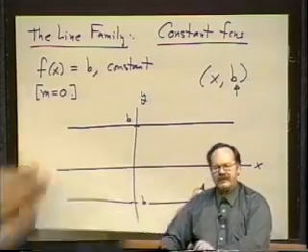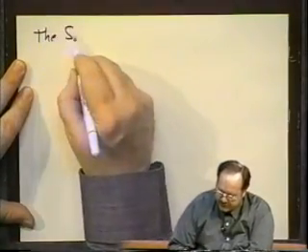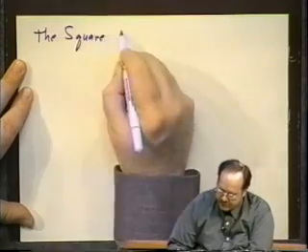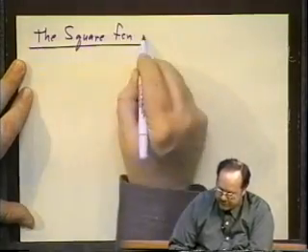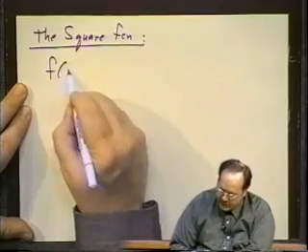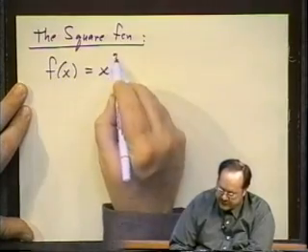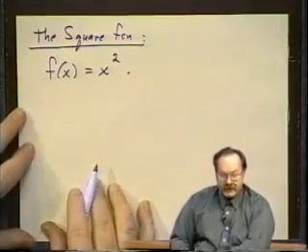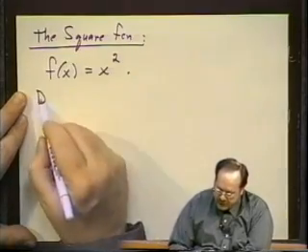Okay, let's move out of the first book, which is the line family, into the second book, which is the square function. That's the name we'll give to this. The square function. That is the function f of x equals x squared. Another function we've already seen. What is the domain of this function?